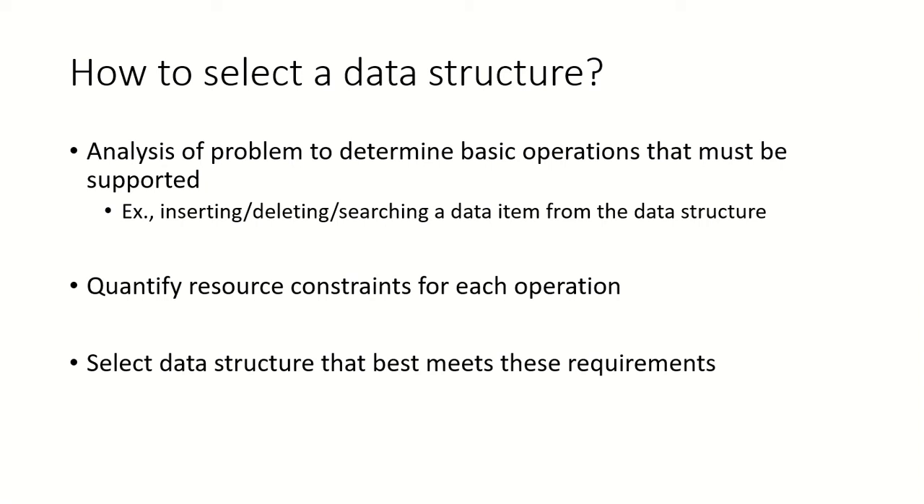So as we saw earlier, a data structure is a way of organizing the data so that operations can be performed on it efficiently. So how do we select a data structure? For doing that selection, the first thing that we need to do is to analyze the problem and to know which are the basic operations that need to be performed on that data.